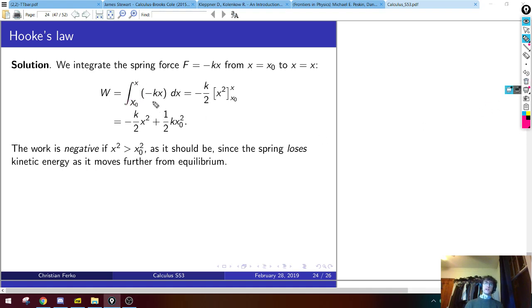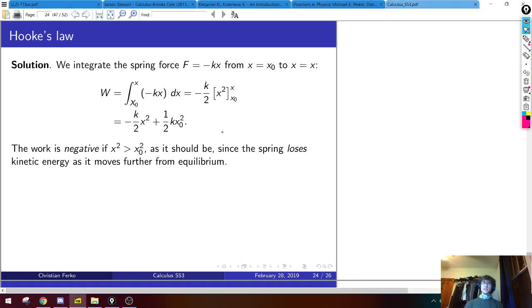Indeed, you just integrate minus kx from x0 to x, and you get this expression, minus 1/2 kx squared plus 1/2 kx0 squared. Notice again, the work is negative if x is larger than x0, because the first term is negative, as it should be, because the work is the change in kinetic energy. If the mass is moving with some speed and then stretches to some larger displacement, it has to lose speed in order to stretch. It's positive if it's the other way. If it goes from moving very slowly at a large displacement and then moves back towards equilibrium, the work will be positive and it's moving faster.